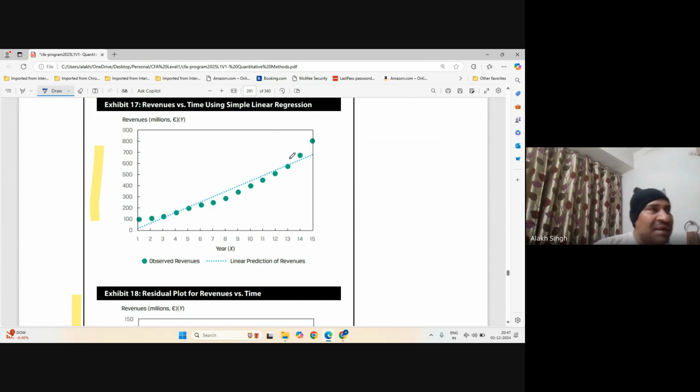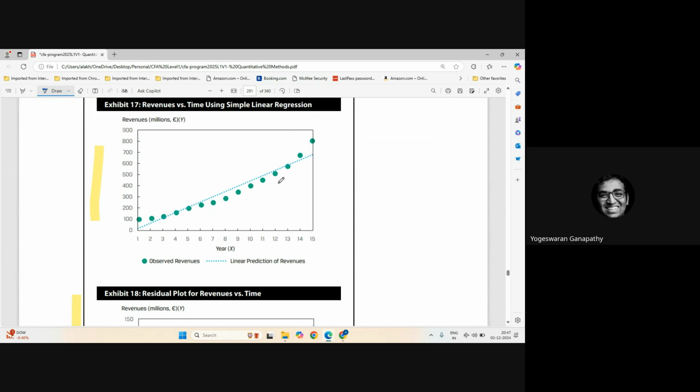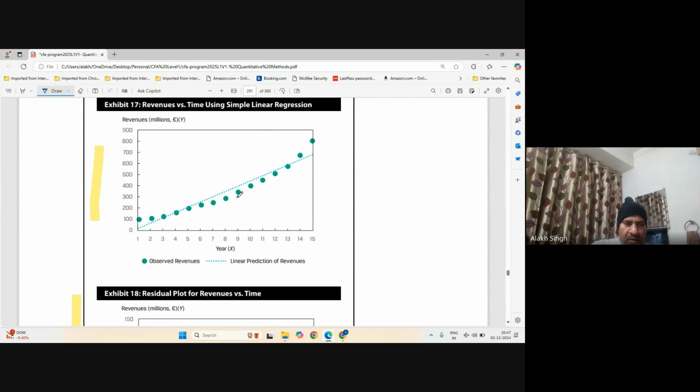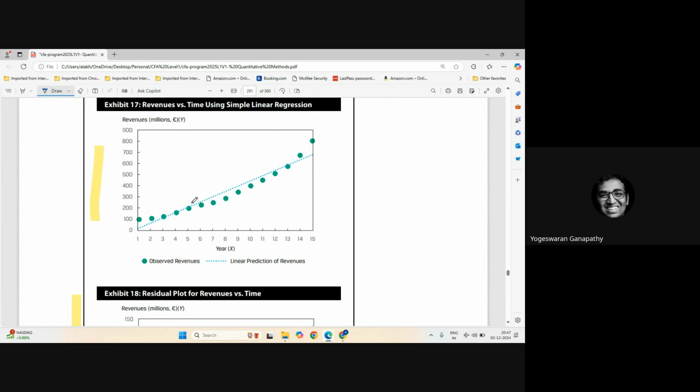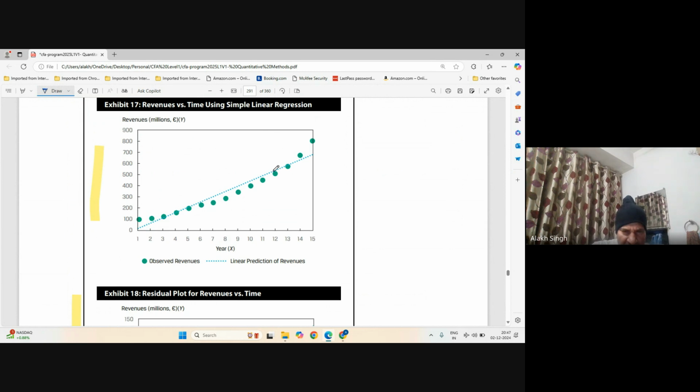And what about independence of error terms? We can say that, because over here the error terms are overestimating, and here they are underestimating. So they are not independent either. During this period they are underestimating, and at the beginning they are overestimating. So independence is also violated.